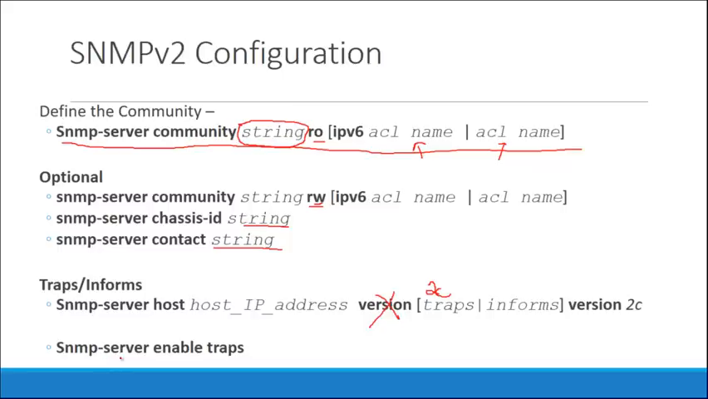And then snmp-server enable traps, so enable all the traps that are available on that device. All right, so let's go ahead and configure it and see how it behaves.